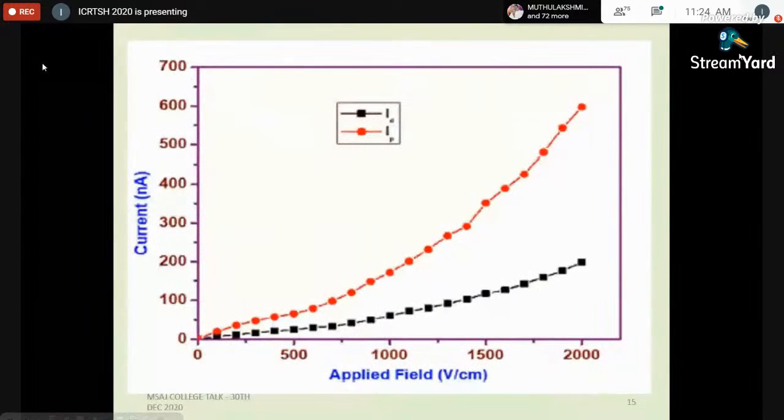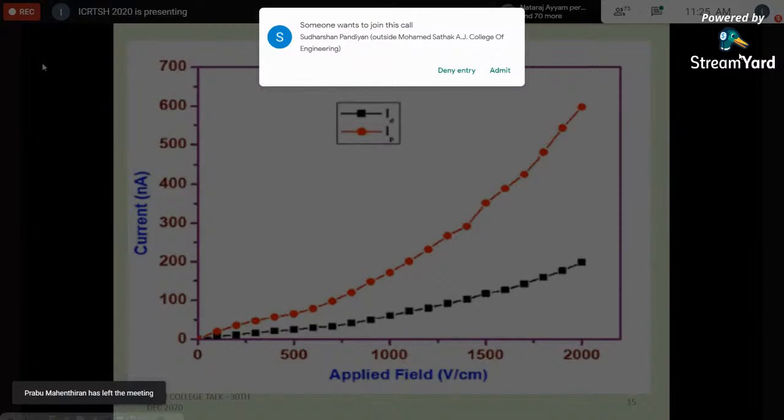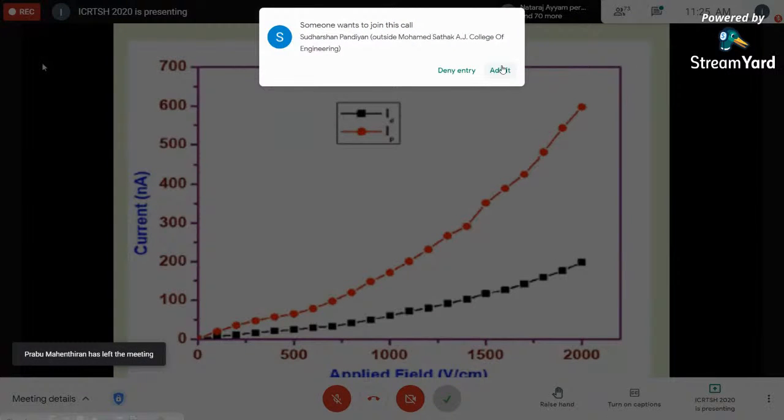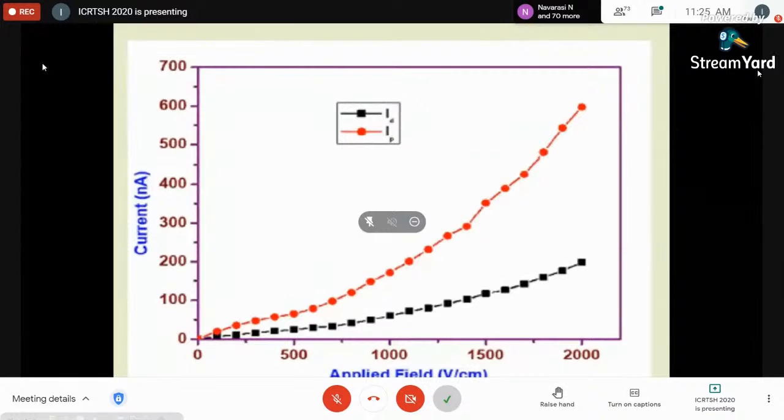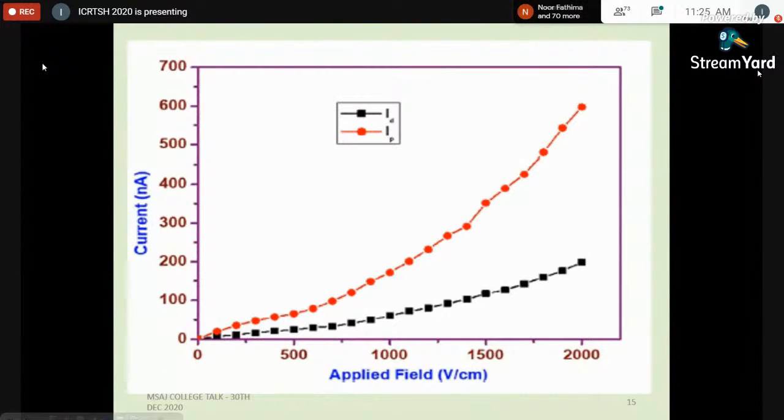Yeah, this is a representation of the photoconductivity of ZnO, which we have grown using neem plant by the green synthesis method. Here, the red line represents I_P, the photocurrent. The black line represents I_D, the dark current. The dark current is lower than I_P. So this is a positive representation of photoconductivity. We can call it positive photoconductivity.